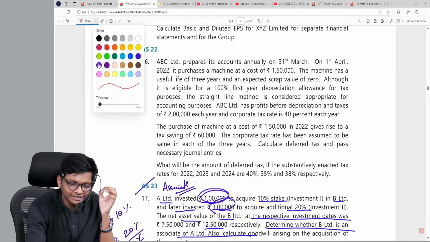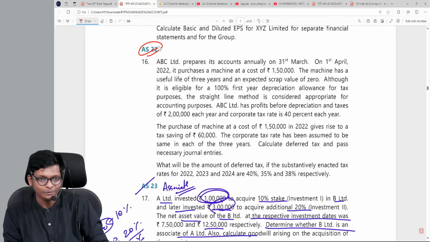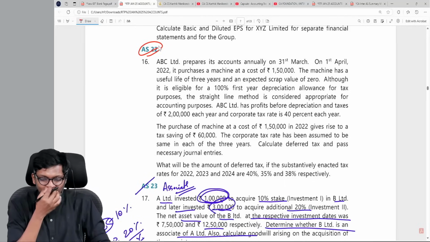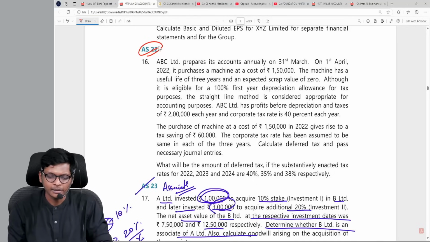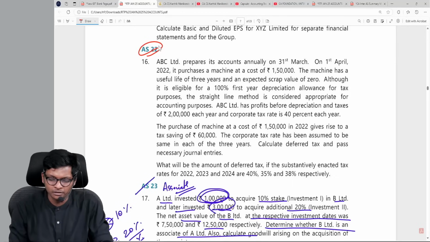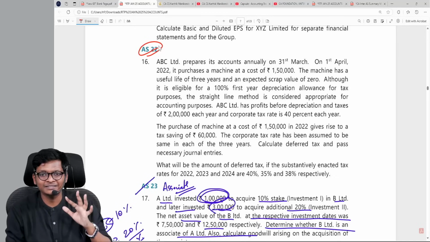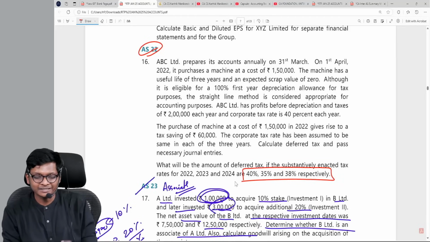Beautiful question, guys. AS22 is a beautiful question. Why this question is so good, I want you guys to try it out also. I will do it over here just for want of time because it's getting late here. We will do it. You will get videos together. First time ever a question has come in deferred tax asset and liability with rate change for 3 years. Always rate will be same.